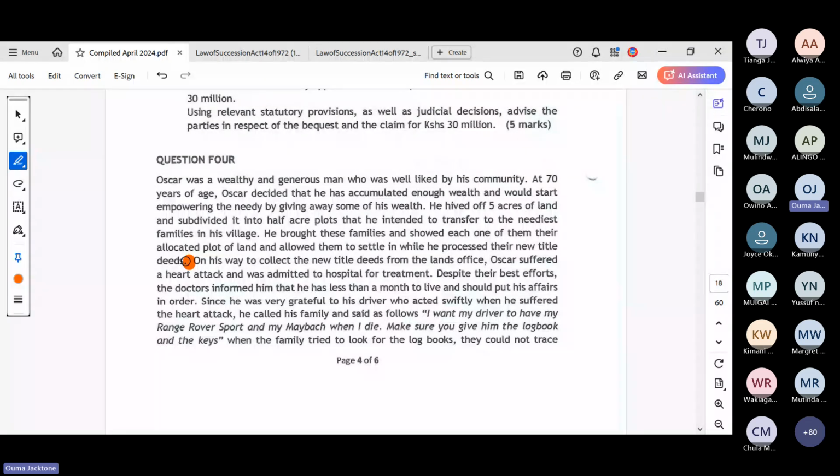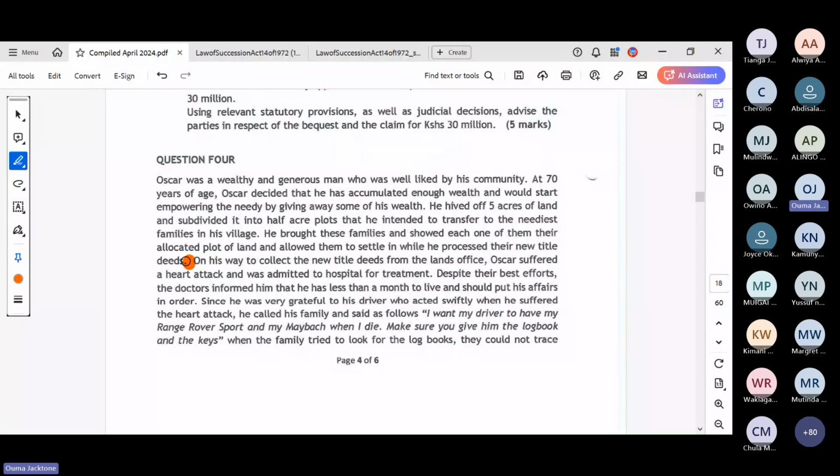And then also number 2, you're being told that he has given his Range Rover and Sport cars. This might have been a Luo guy. This Oscar is Luo. Yeah, he's given his car to the driver, and he has clearly indicated, make sure you give him the logbook and the keys.